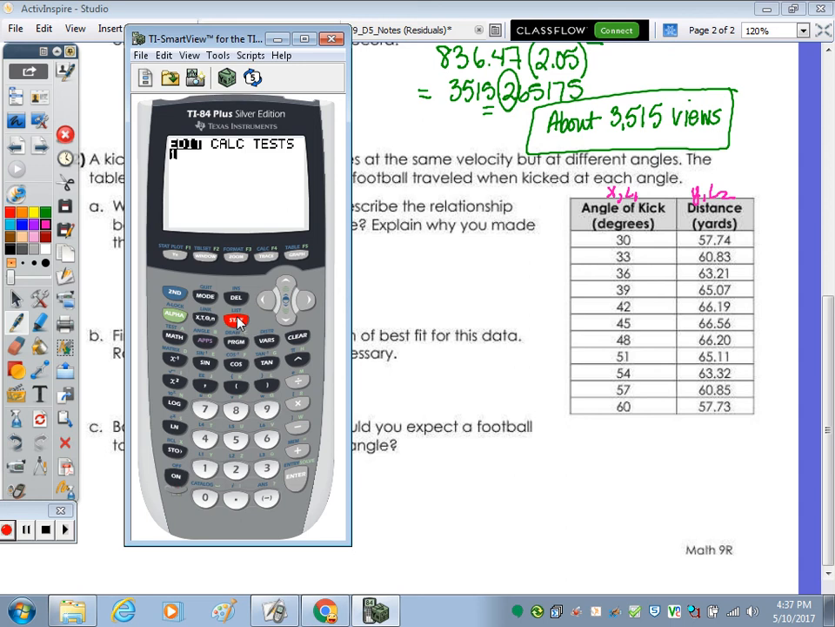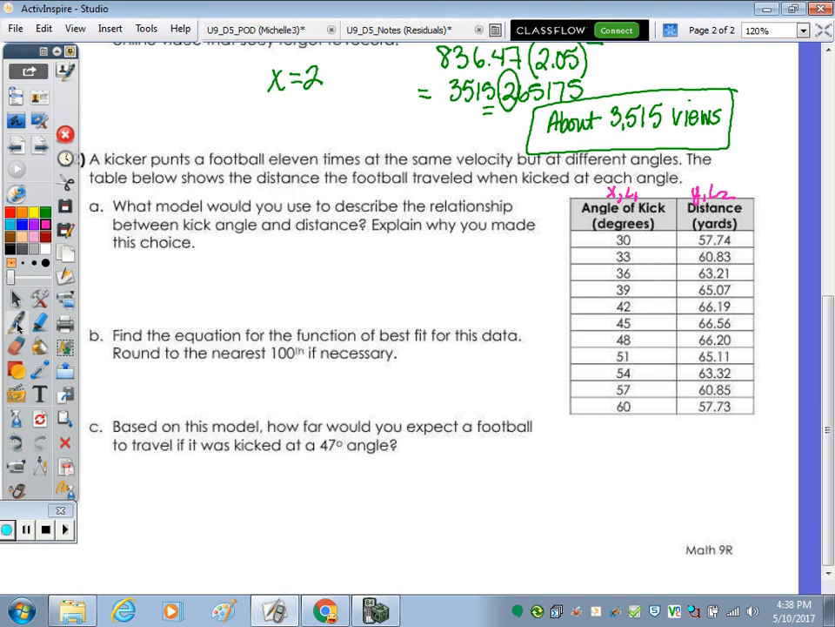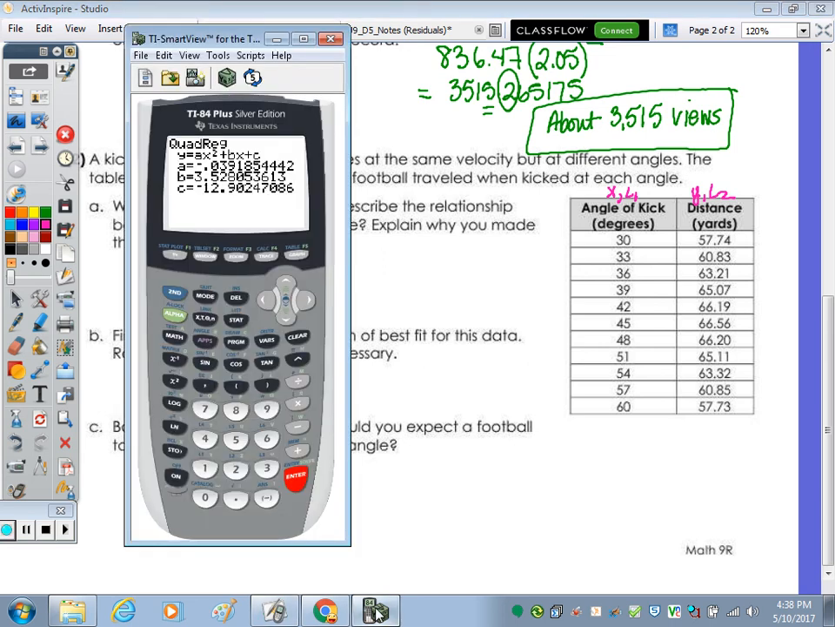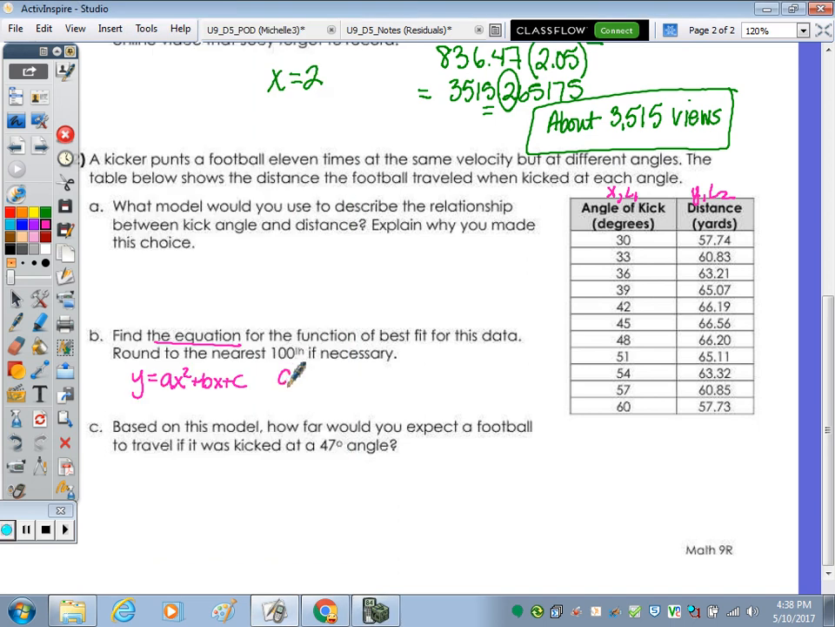So I go to Stat, Calc, and then run the quadratic, which is number 5, and then hit Enter. And there's the A value, B value, and C value. So remember, a quadratic equation in standard form is y equals ax squared plus bx plus c. So I'm going to write the a, b, and c down. So take a minute to copy those down from your calculator.